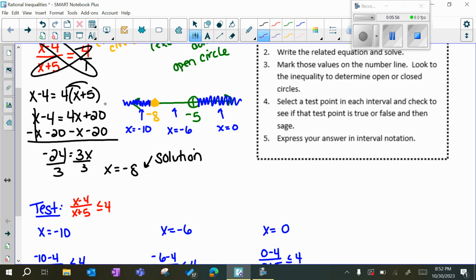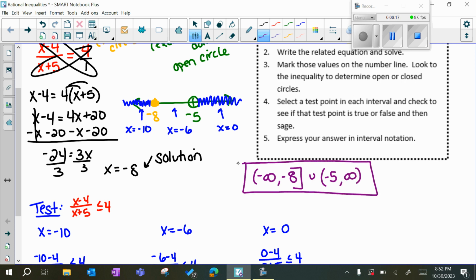So my number line extends to negative infinity. Remember that infinities always get a parentheses, to negative 8 with a bracket since there's a closed circle. Then it picks back up at negative 5 with an open circle, so I have a parentheses, to infinity, which also gets a parentheses. So that is the solution to my inequality.